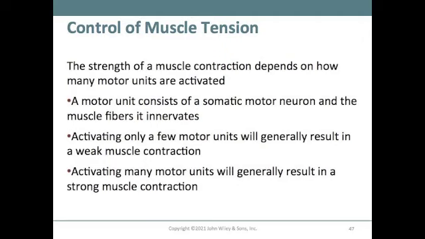All right, and then activating only a few motor units will generally result in a weak muscle contraction. I can lift up this mouse with much greater ease, fewer motor units, than I can lifting up this book. Activating many motor units will result in a strong muscle contraction. So that's what I was just trying to illustrate with you, is that my anatomy textbook requires much more force for me to pick up than my mouse does, and therefore I need more motor units to pick that book up than I do to pick up my mouse.